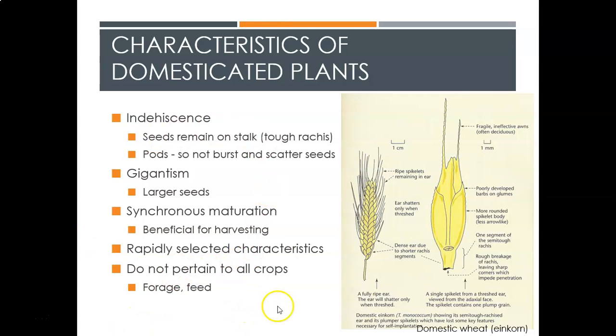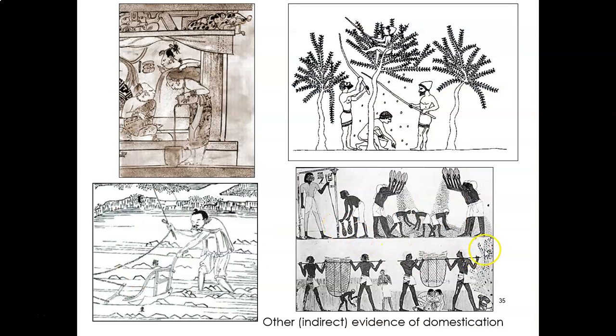But note that a lot of these traits, while commonly found in domesticated plants, don't pertain to all crops. Crops being used for foraging or feed by animals have different traits than those that are being domesticated for consumption or use by humans. Of course, we can look for other evidence of domestication in societies where we start to see art, such as these ones we can see.